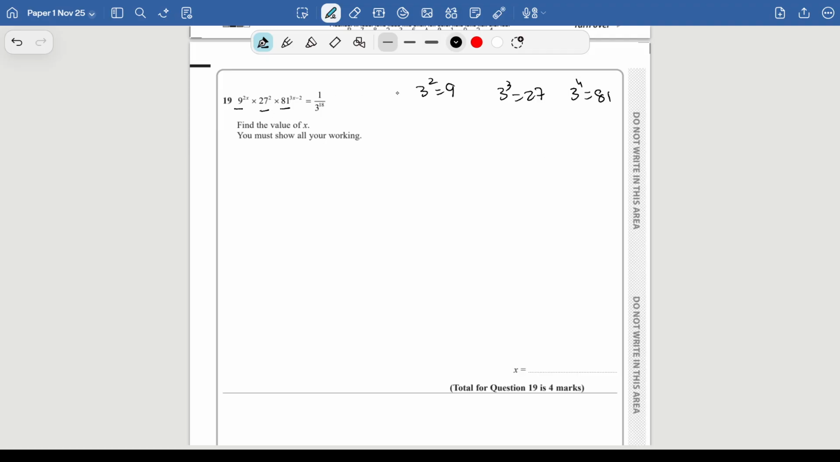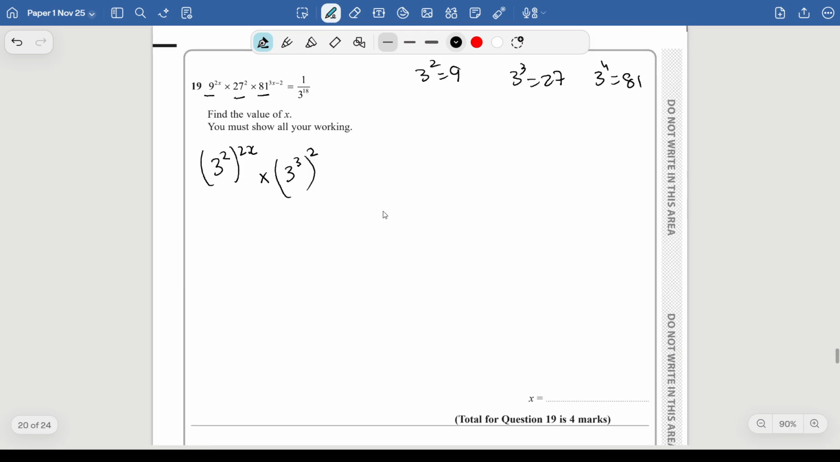So I can replace these with the base 3. 9 can be written as 3 squared. But then there is another power here already, so we need to consider that as well. This times 27 is 3 cubed whole raised to 2 here. Let me make it a little bigger so that it's more clearly visible. And then there is 81, which is 3 raised to 4. And then the power is 3x minus 2. That's equal to 1 over 3 raised to 18.